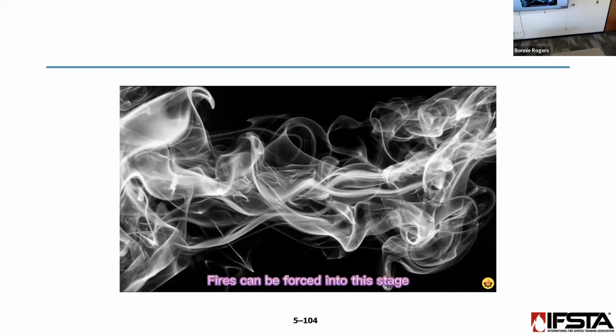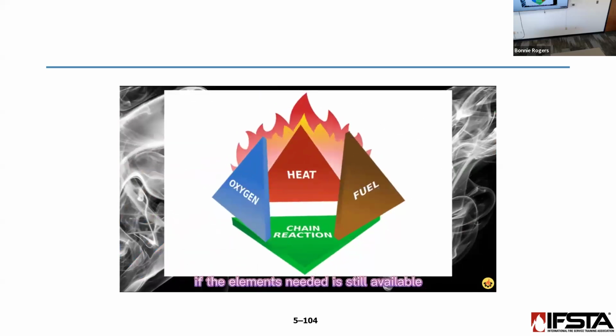Fires can be forced into this stage by reducing oxygen supply. With firefighting equipment, limiting its available fuel will help contain the growth of fire, even if a fire appears to be out. Rekindle may still appear if the elements needed are still available.